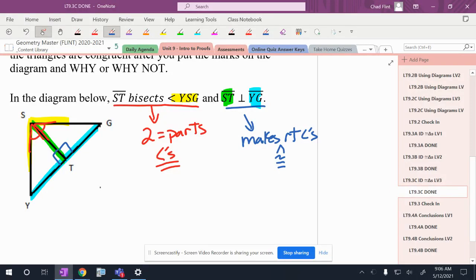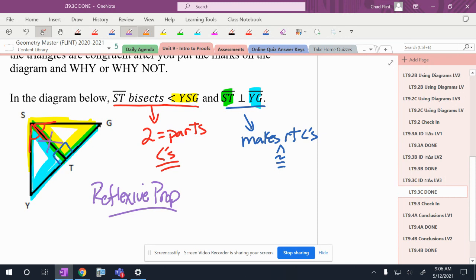I also need to look for vertical angles and or reflexive property. So I'm going to use my color here a little bit different. So I have a yellow triangle right there. I have a blue triangle right there. All right, and I have this side right there shared in common. I'm going to write reflexive property in purple. So now I have all of my marks put onto the diagram.